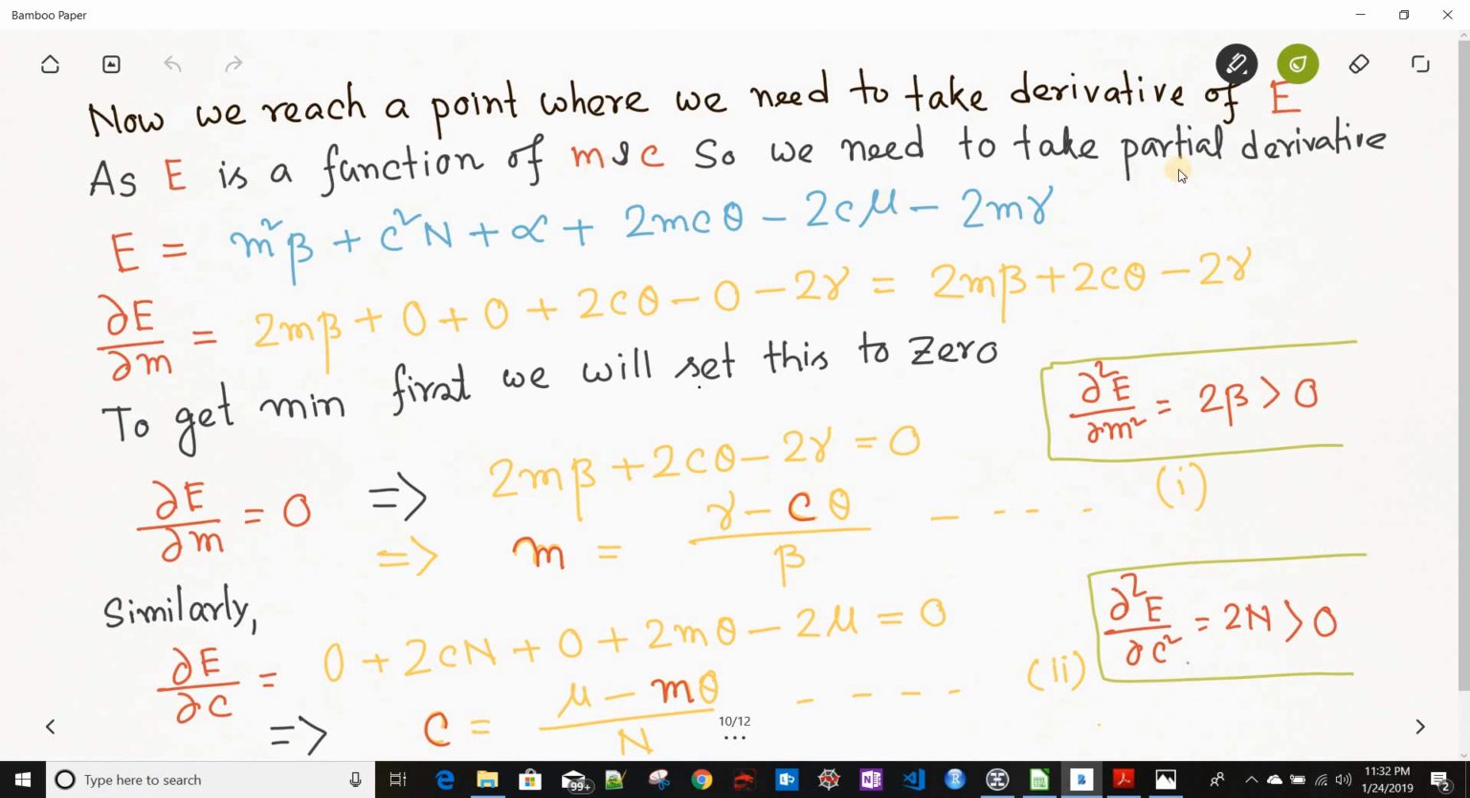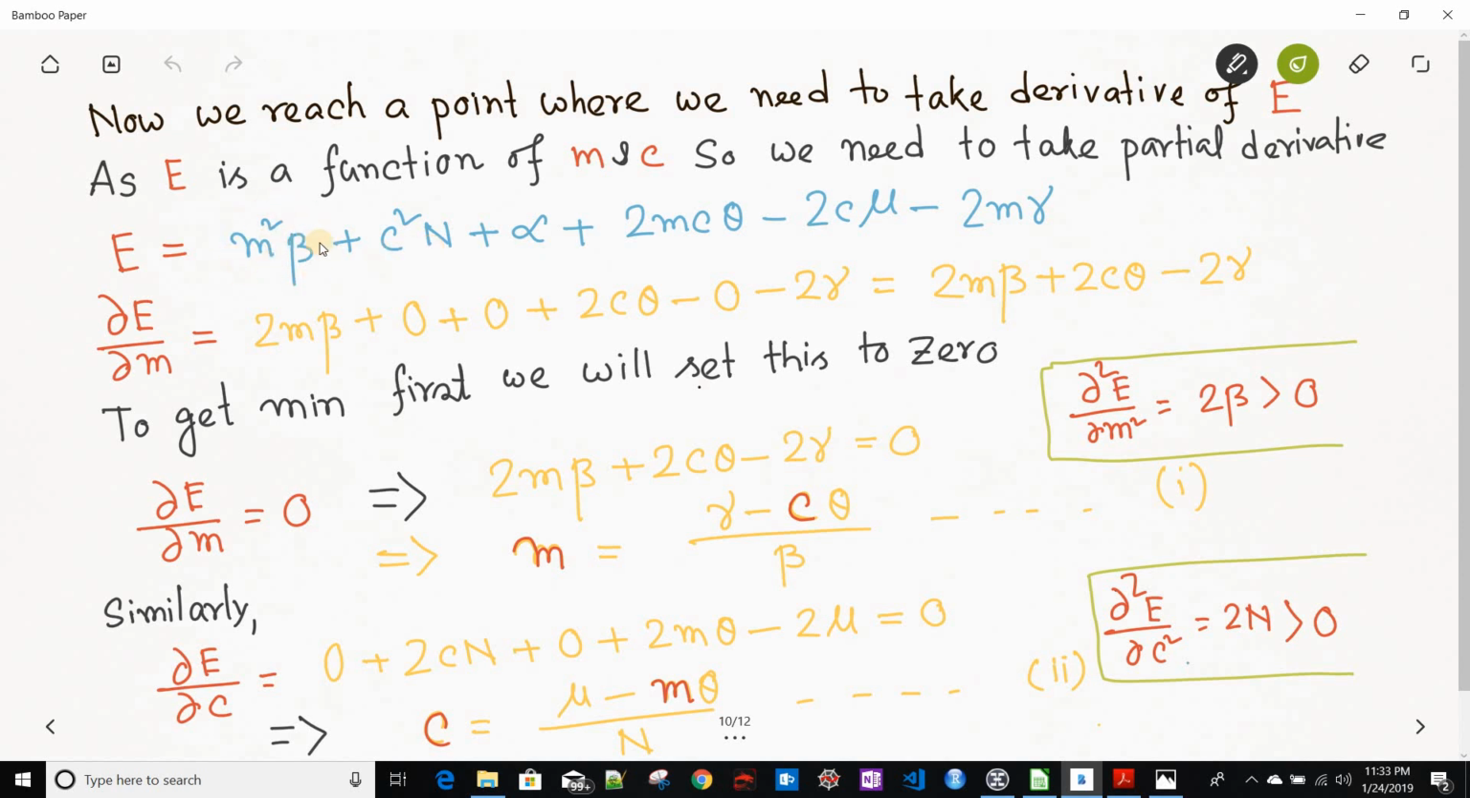So that's why the partial derivative is coming into the picture. Okay, so first we will take the derivative of e with respect to m. Then we'll take the derivative of e with respect to c. So that is what I have done over here. Now if I take the derivative of e with respect to m, the values which depend on m will be considered as we take the derivative. The rest of the values which do not have any m term will be treated as constants, right?